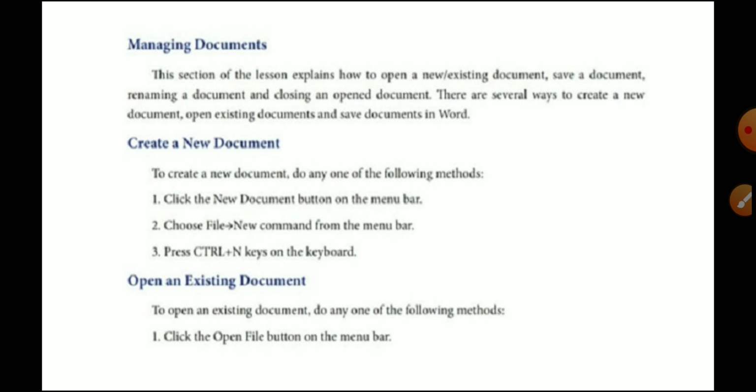After preparing the document, we have to save it with a file name. Next, renaming: if I already saved a file and want to change its name, we rename the document. Closing or opening a document is also called managing documents. Here we have to do it in several ways: create a new document, open an existing document, and save a document in the text document, the Writer itself. So how to create a new document, sir?